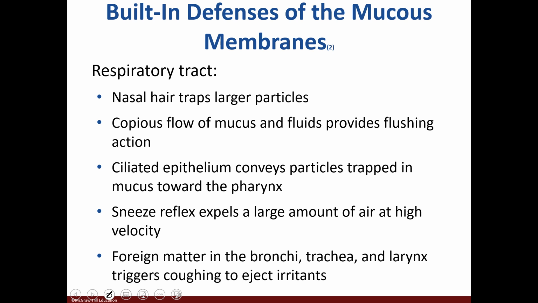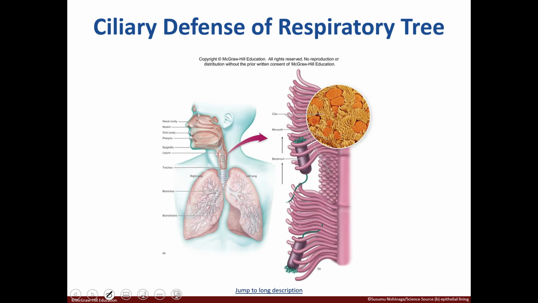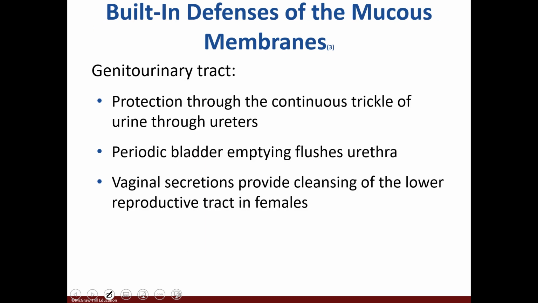Within our respiratory tract, large substances are trapped by nasal hair, and the mucus and fluids flush the pathogen. The ciliated cells transport trapped particles to the pharynx. Sneezing and coughing also help in the elimination of irritants and pathogens. Here we can see a trapped bacterium in the epithelial lining, and the sweeping motion of the cilia transports it to the pharynx. Urine trickling and the emptying of the bladder help to eliminate pathogens. The vaginal secretions also help to cleanse the lower reproductive tract in women.